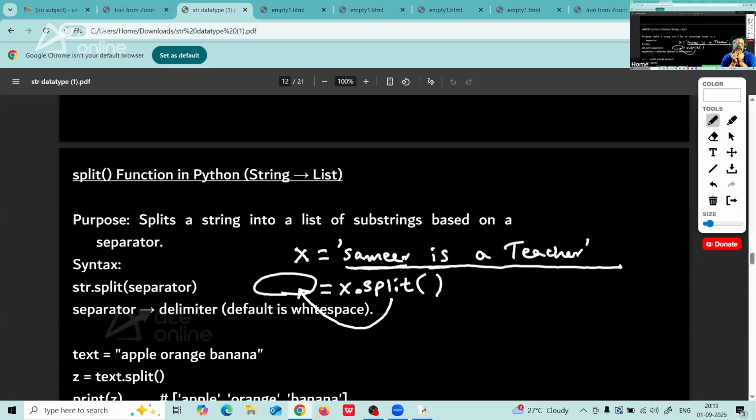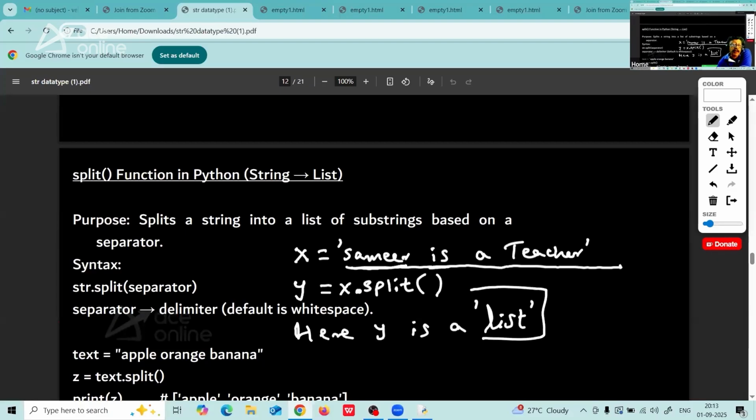Okay. Then suppose, let's say, if I write, many students might already know this, Y is equal to X dot split. Then here, Y is a list. We have not learned this list topic. But manage it. In the next session, Wednesday, I will teach list and tuples. Programming will come. Don't worry.